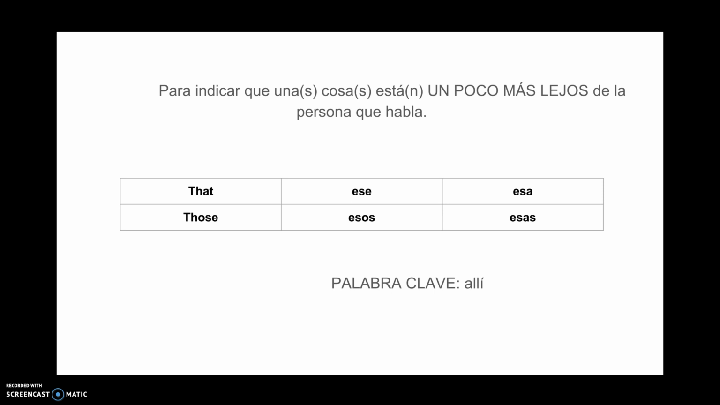And if I'm talking about that book over there or those pens over there, I'm talking about something that's a little farther away from me, but probably not terribly far away. La palabra clave, or keyword, es allí, which means there. Something that's farther away from me, but not so terribly far that I can't walk a short distance and get it.